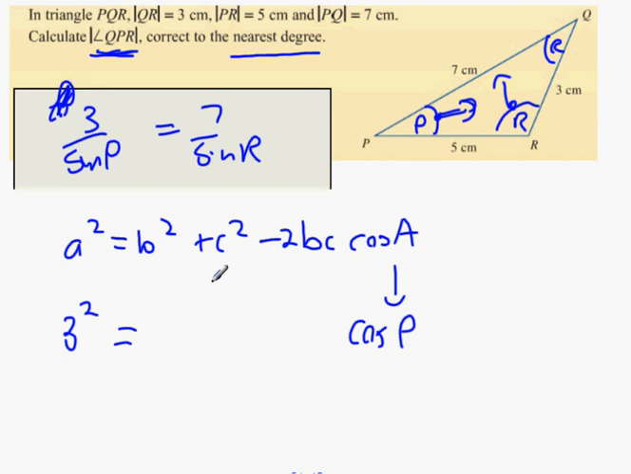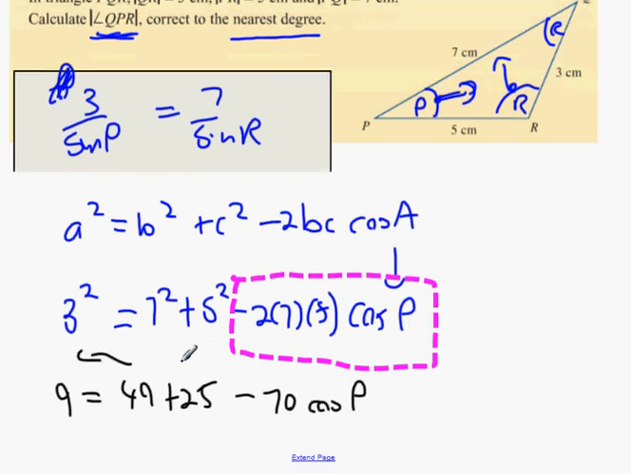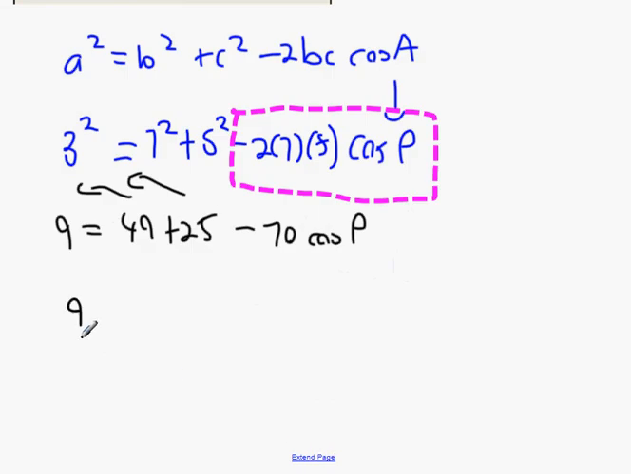And then the other 2 guys? 7 squared plus 5 squared minus 2 times 7 times 5. What did I tell you about angle questions in cosine rules? The cos P stays there on its own for a while. So we're going to get 9 equals 49 plus 25 minus 70 cos P. What about the 49 and the 25? Bring them over. What's 9 minus 49 minus 25? Minus 65 equals minus 70 cos P.